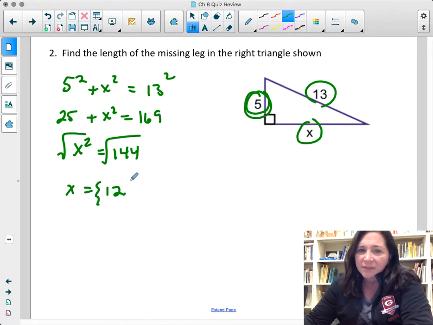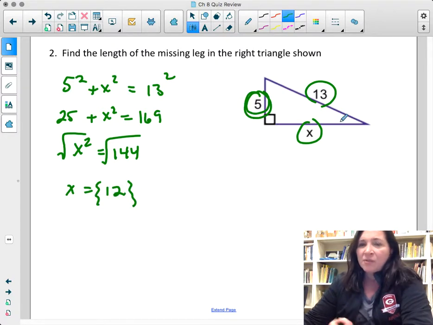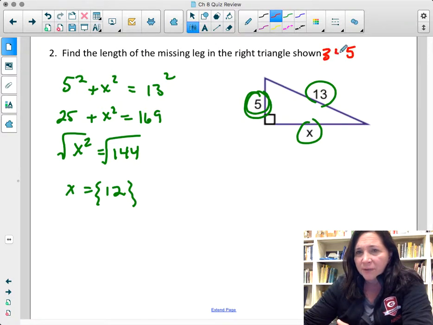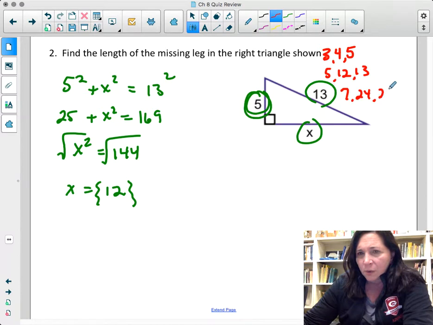So a couple of things that I want to talk to you about. Number 1, how many of you recognize this as being a Pythagorean triplet? Okay, so remember what the triplets are. There's 3, 4, 5. There's 5, 12, 13. Okay, there's 7, 24, 25, and 8, 15, 17.